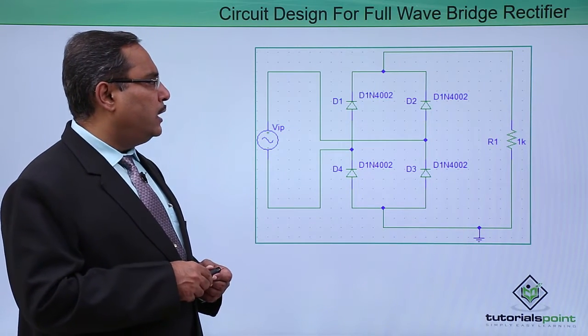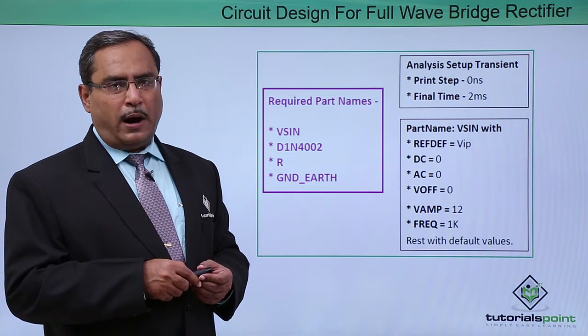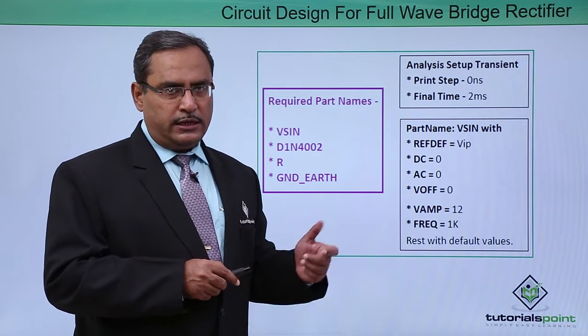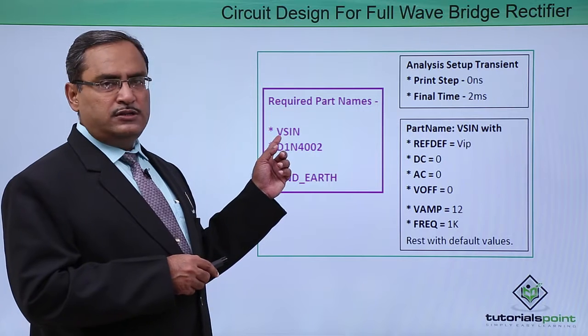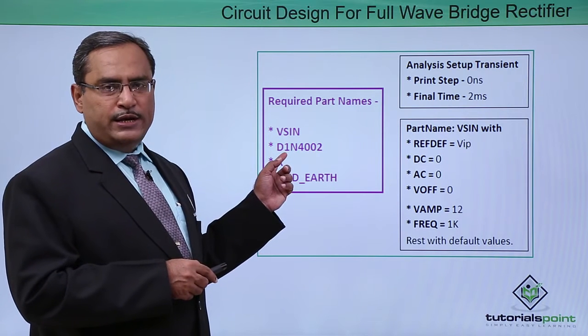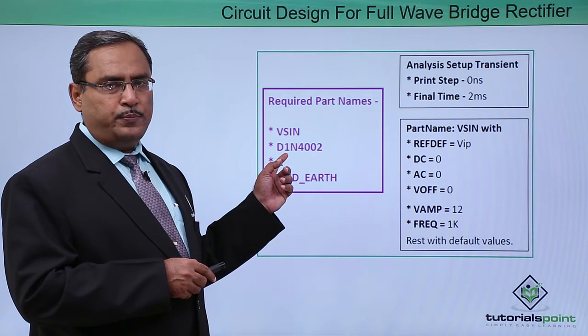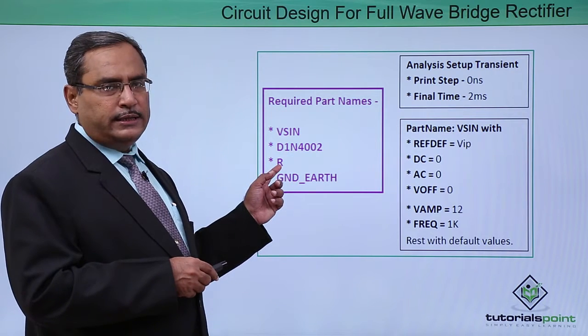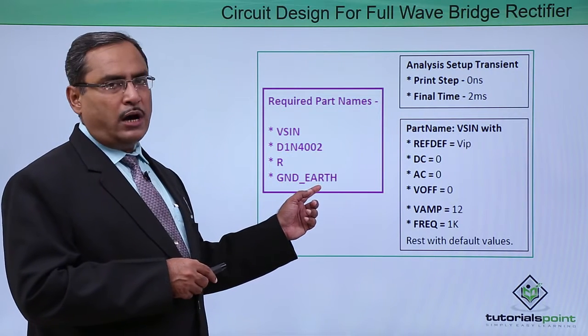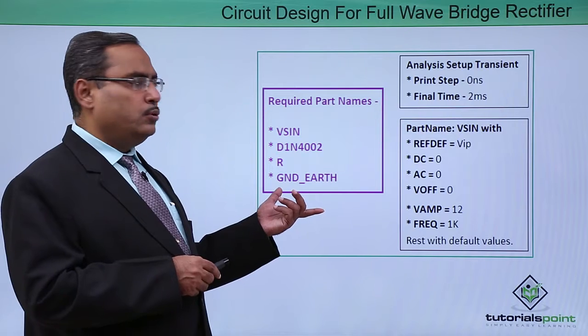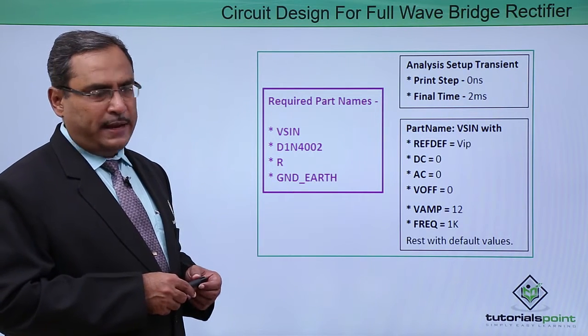So, let me go to the part list. What are the parts required in this circuit construction? We require the Vsin, we require the D1N4002 diode part, and then we require the R, and we require the ground earth. So, now how to do the respective experiment.